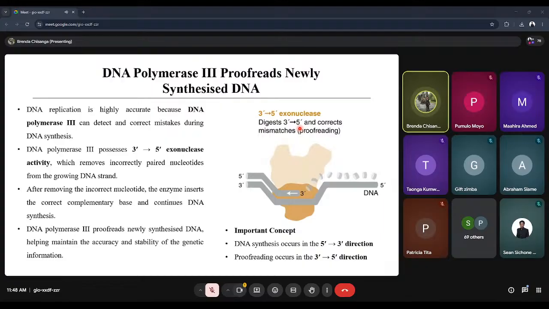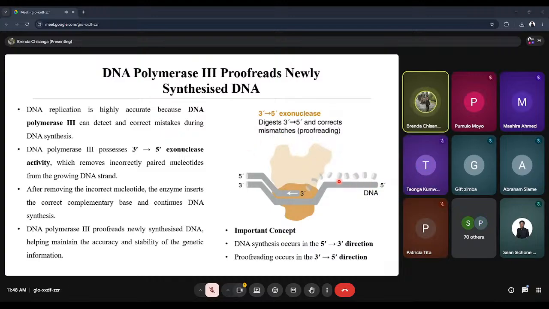What does 3 to 5 mean? It means you're moving from the 3 prime end going towards the 5 prime end, just in simple language. But in nucleases, in this case exo, you're trying to say you're removing the nucleotide on its 3 prime end, the one at the outside, because this is exo.